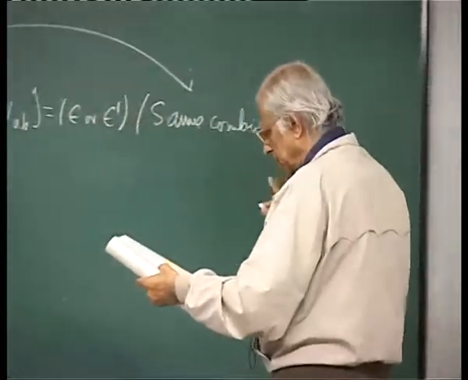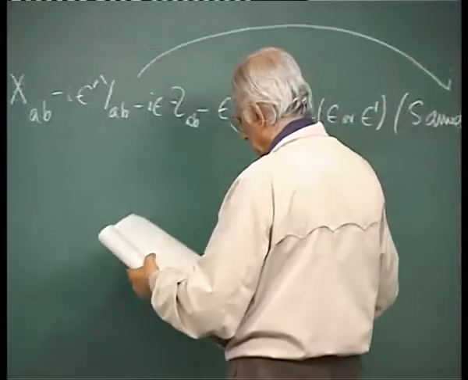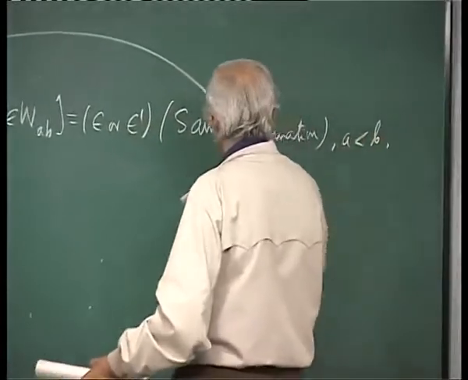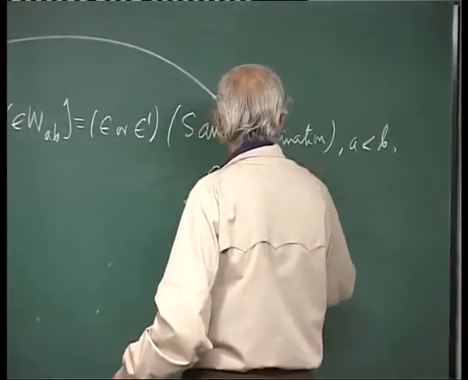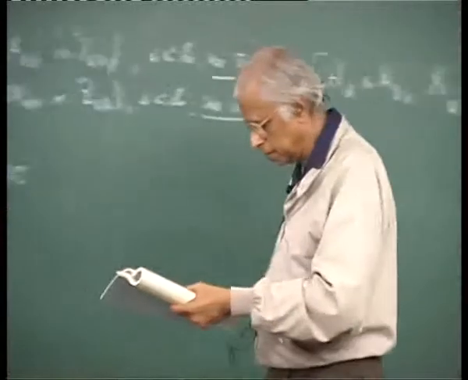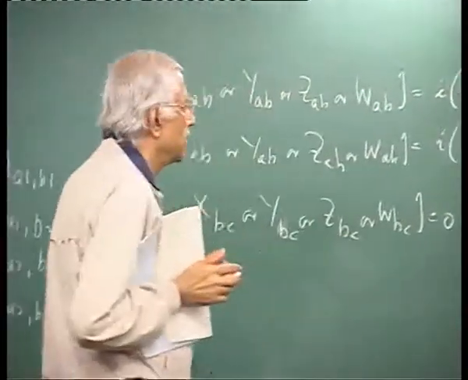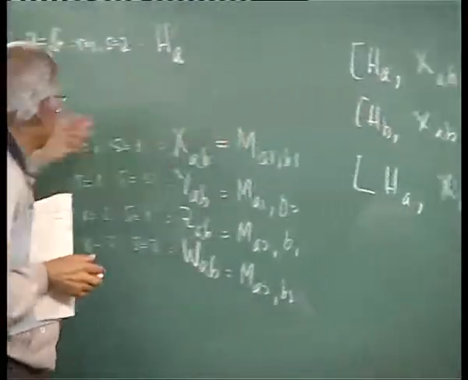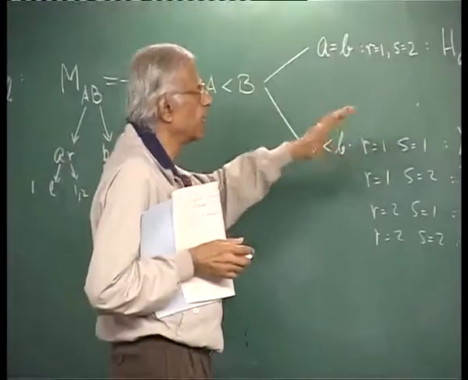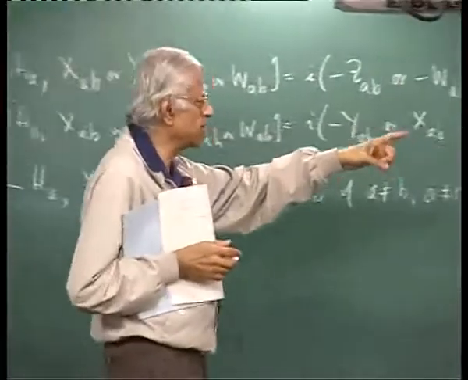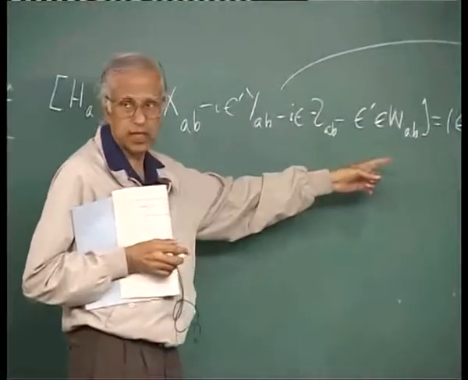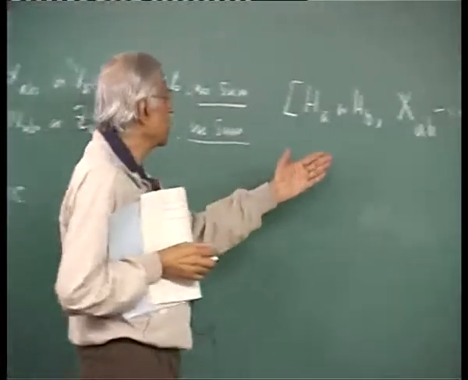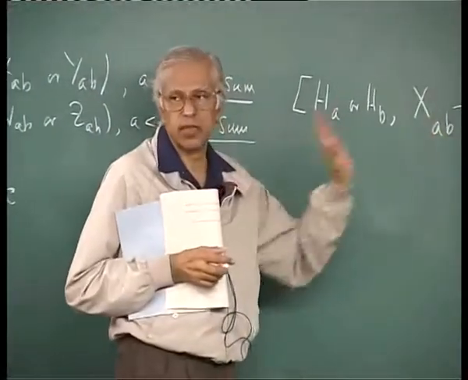No summation over repeated indices, and it is understood that A is always less than B, and epsilon prime and epsilon can independently have values plus 1 and minus 1. So you see, it is elementary. You just look at these commutation relations, which are just the original ones for the real generators of the Lie group. Then you form suitable combinations, and you are forced to form complex combinations with i in two of the terms. You form a combination of X, Y, Z and W so that under commutation with H, you get back the same combination with some coefficient.